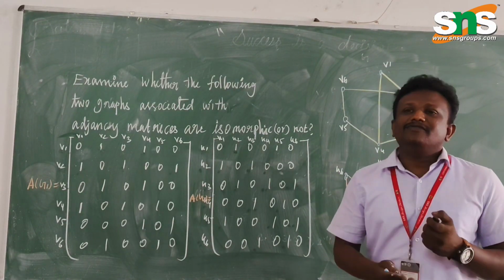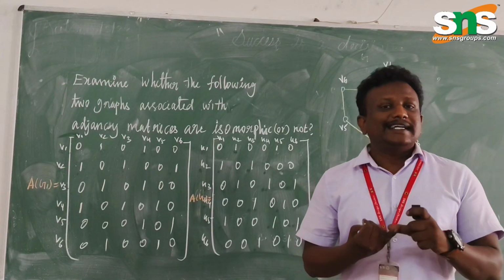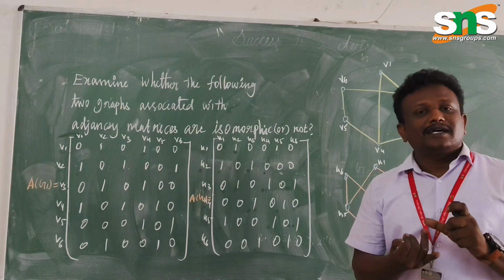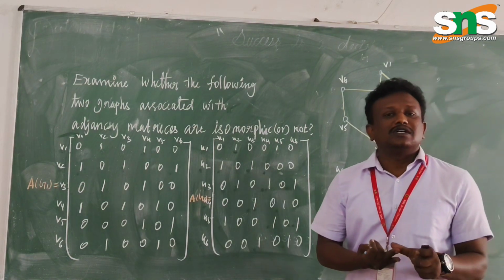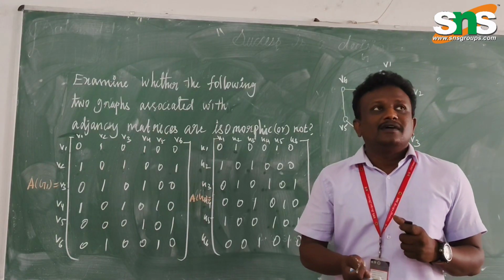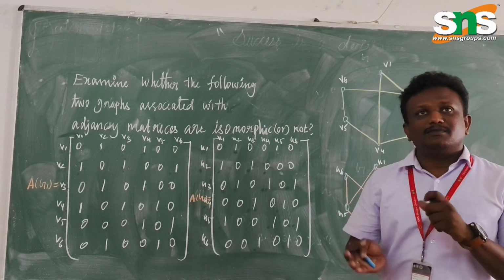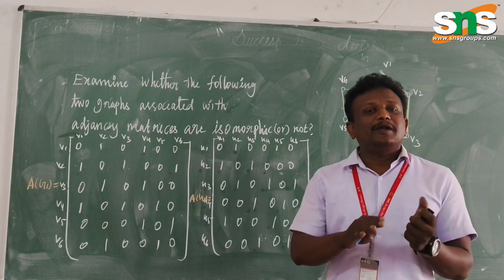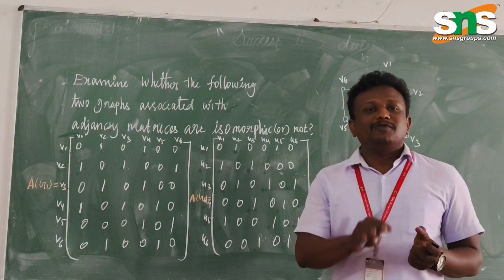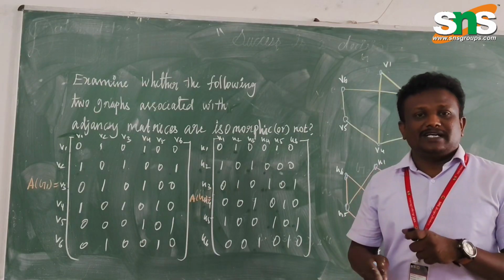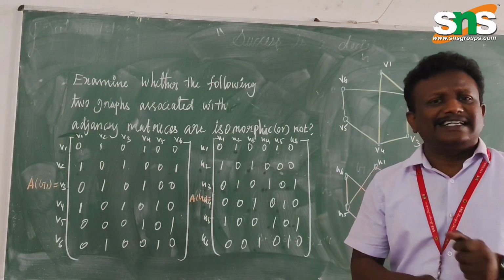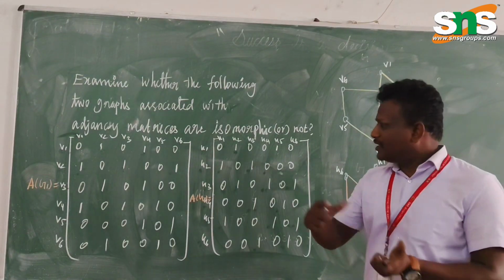To check that, we have four conditions. Condition 1, all the vertices should be the same in both graphs. Condition 2, all the edges also should be the same in both graphs. In condition 3, we check whether both graphs have the same degree for all the vertices. In condition 4, it is adjacency. If any two graphs satisfy these four conditions, then it is called isomorphic.